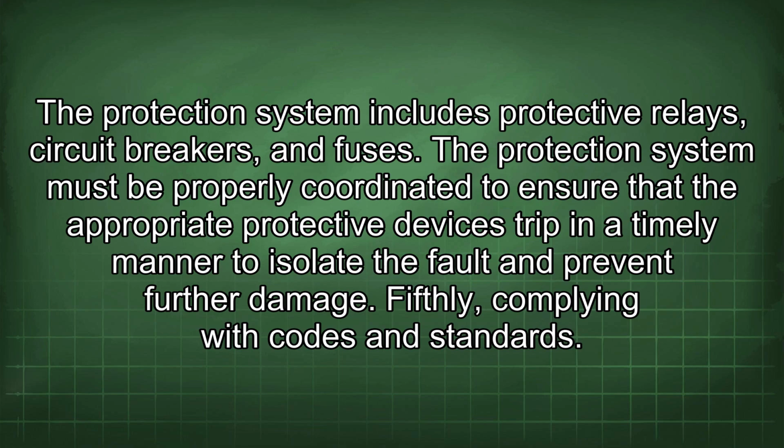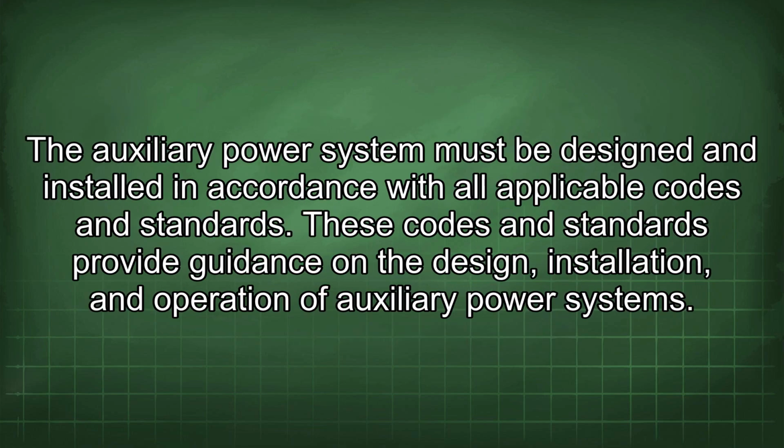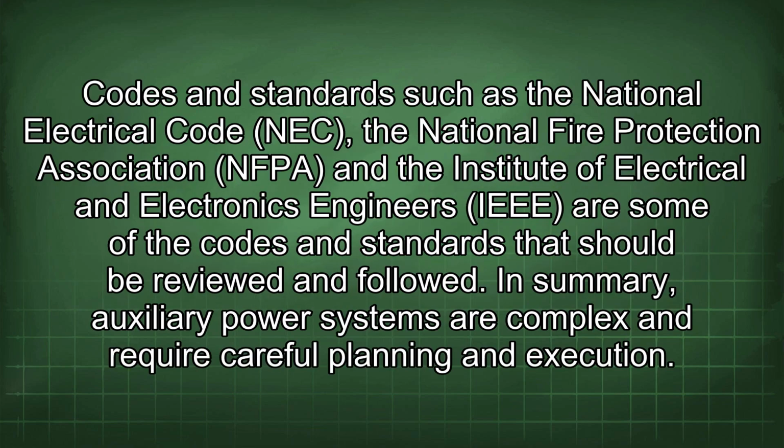Fifthly, complying with codes and standards. The auxiliary power system must be designed and installed in accordance with all applicable codes and standards. These codes and standards provide guidance on the design, installation, and operation of auxiliary power systems. Codes and standards such as the National Electrical Code (NEC), the National Fire Protection Association (NFPA), and the Institute of Electrical and Electronics Engineers (IEE) are some of the codes and standards that should be reviewed and followed.